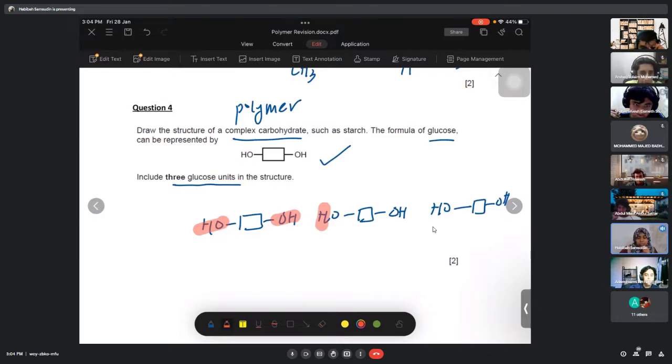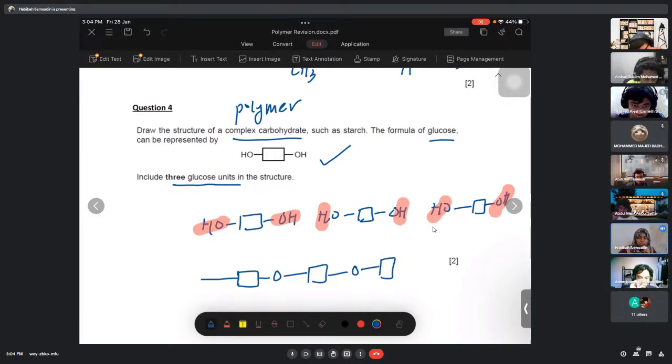I remove H, I remove H. Okay, this one I remove OH, I remove OH. So you will have a long continuous bond, box, oxygen, box, oxygen, box, long continuous bond. Okay, and then plus 2 H2O.